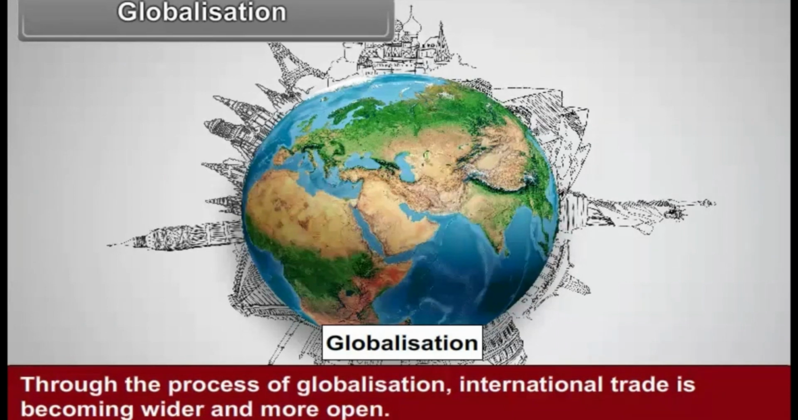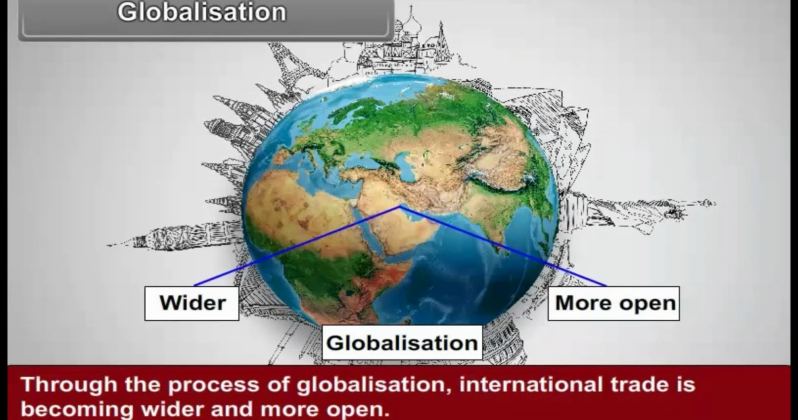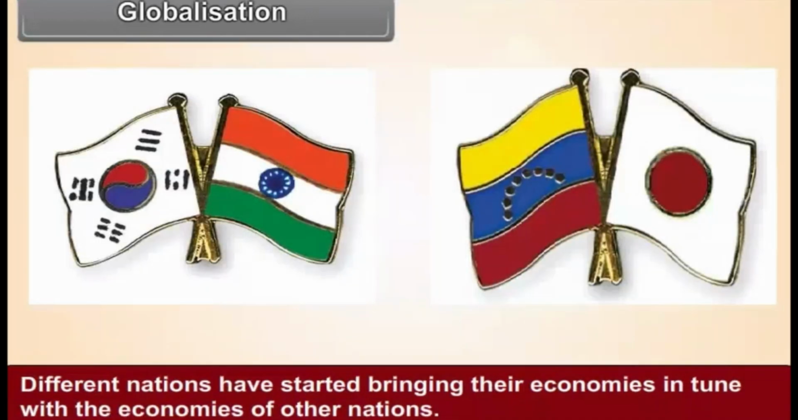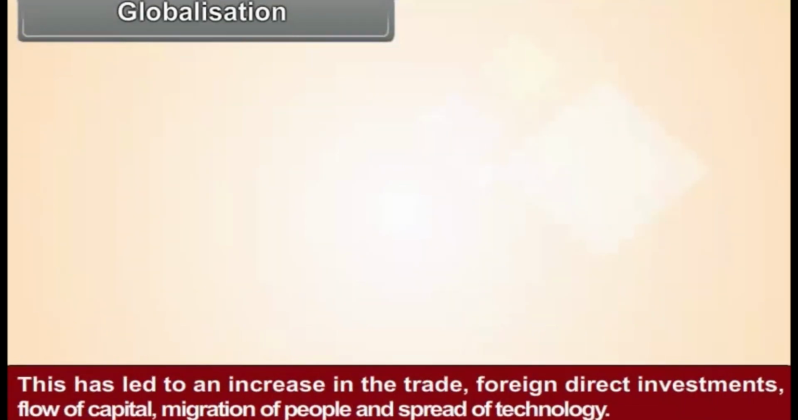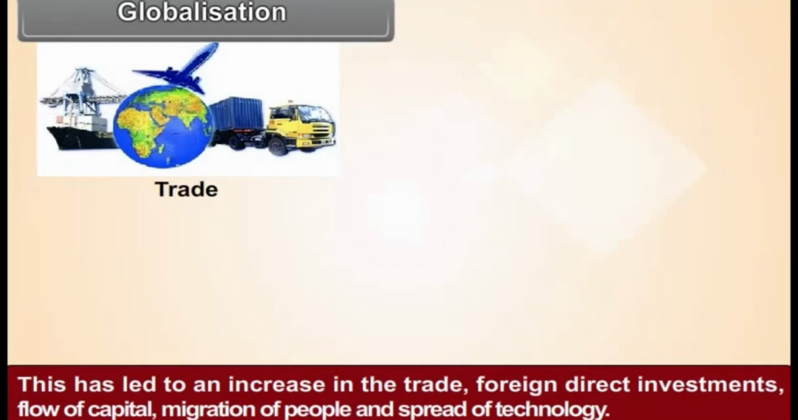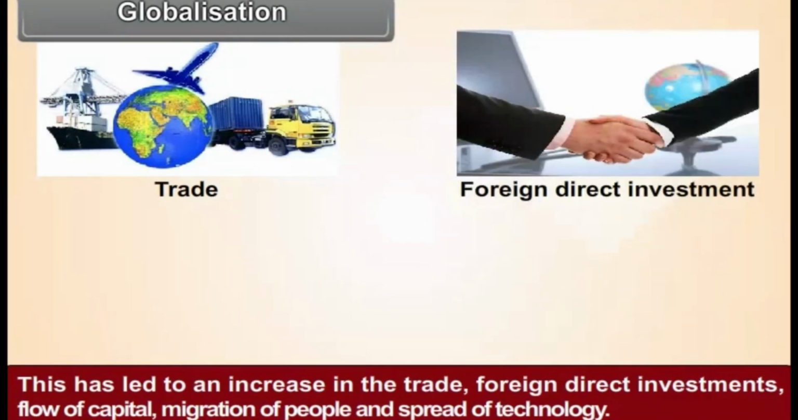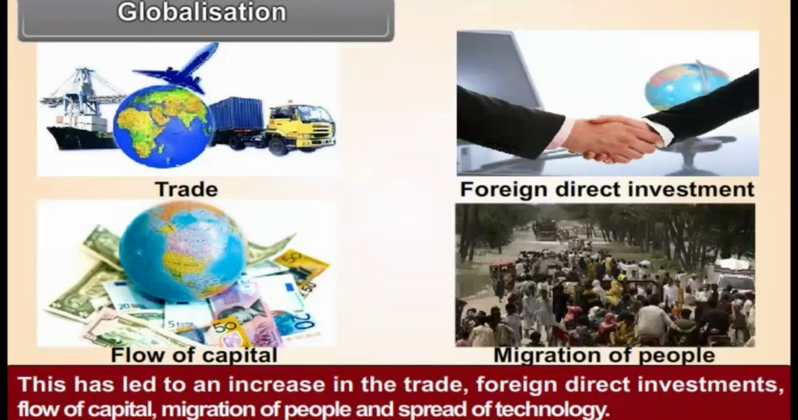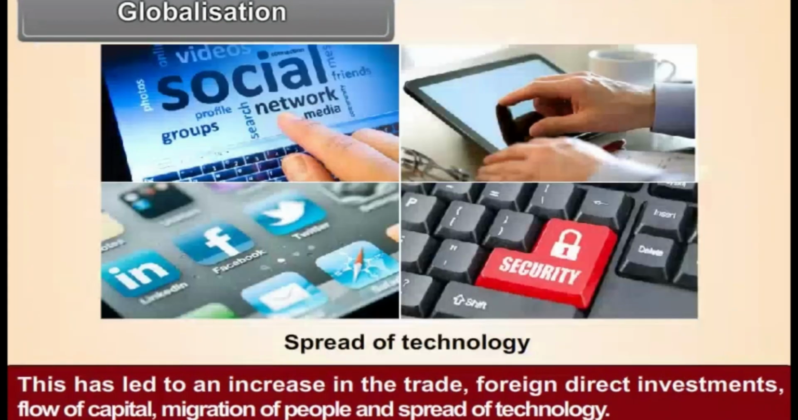Through the process of globalization, international trade is becoming wider and more open. Different nations have started bringing their economies in tune with the economies of other nations. This has led to an increase in trade. Foreign direct investments, flow of capital, migration of people and spread of technology.